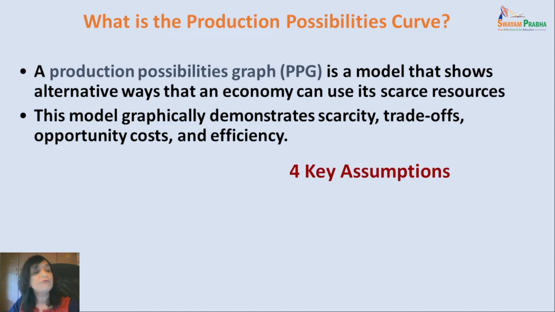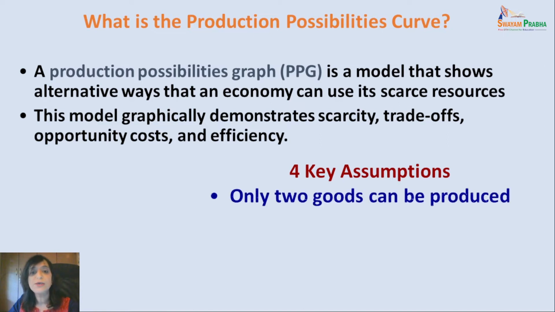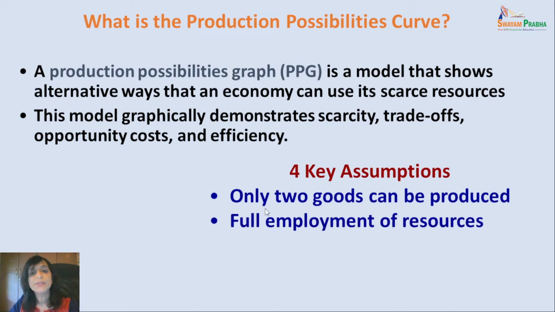PPC is based on four key assumptions. First, only two goods can be produced. Because we are taking a two-axis model, we are assuming that an economy will be able to produce only two goods.